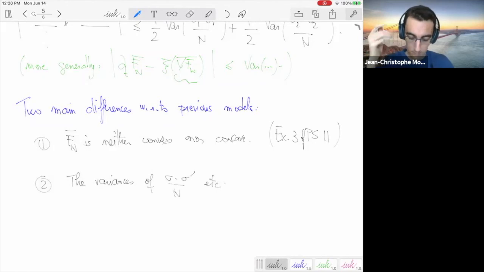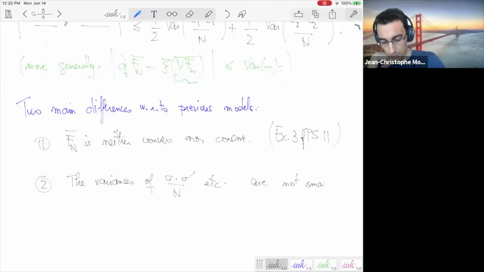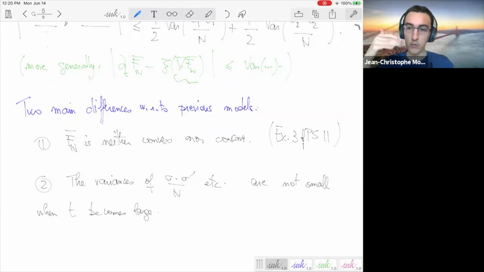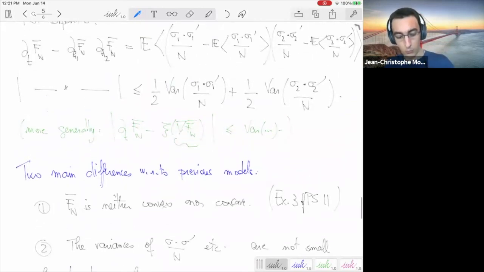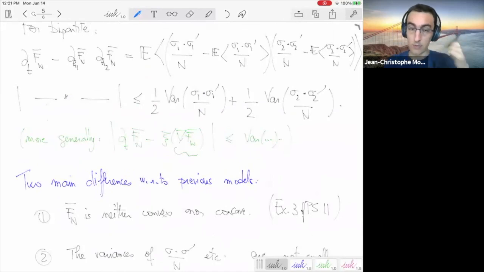I write, etc. By meaning, in the bipartite case, you take sigma 1 dot sigma 1 prime, etc. These things are not small when t becomes large. So in fact, you can show, at least by a perturbative argument, that this variance is indeed small for t sufficiently small. So for t sufficiently small, you can use this discussion and show that the limit free energy will be described by the partial differential equation we think about.